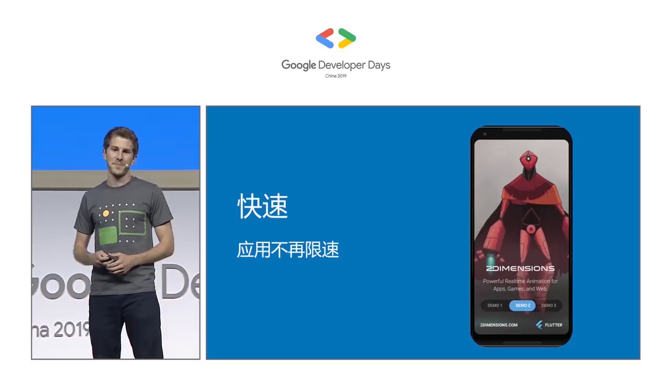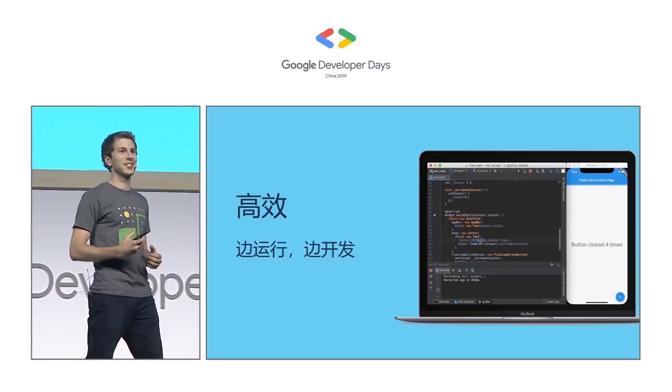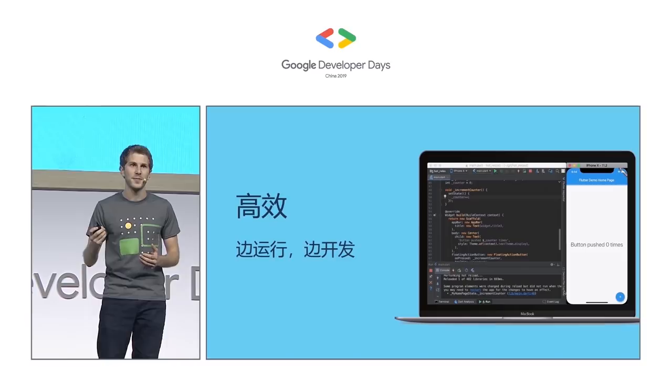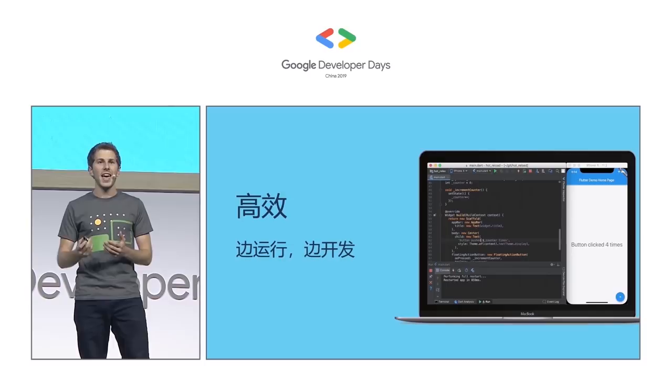Thirdly, Flutter is productive. And this is one of the features that developers love most about Flutter, which many of you might have already heard of, which is called Hot Reload, which lets you make a change in your code and see it appear in the app in less than a second. As you can see in the example behind me, we're changing the word clicked to pushed, and as soon as you press that Hot Reload button, it immediately changes.